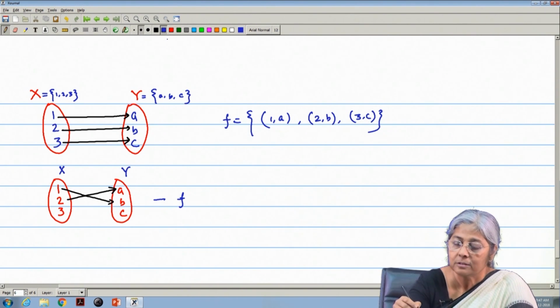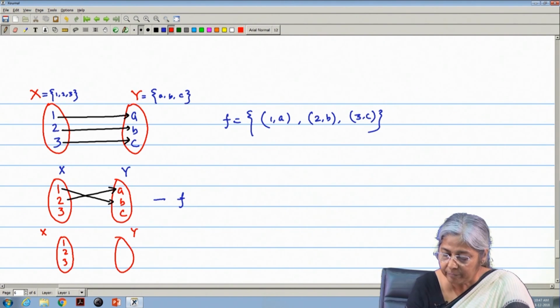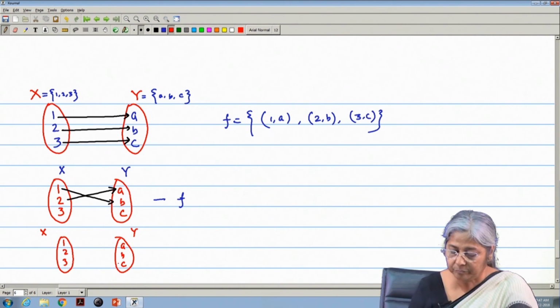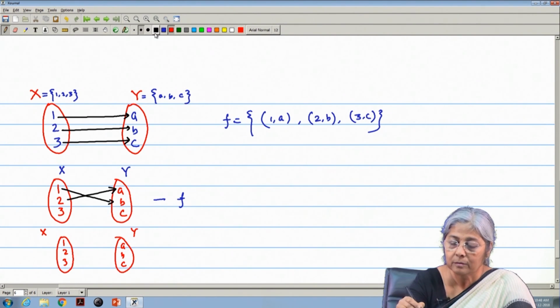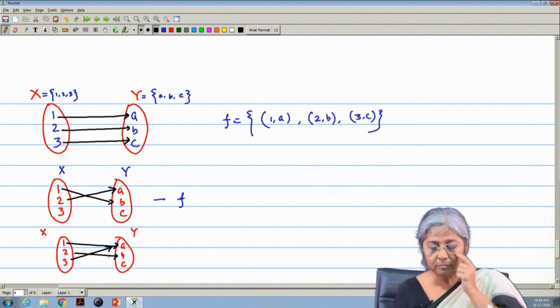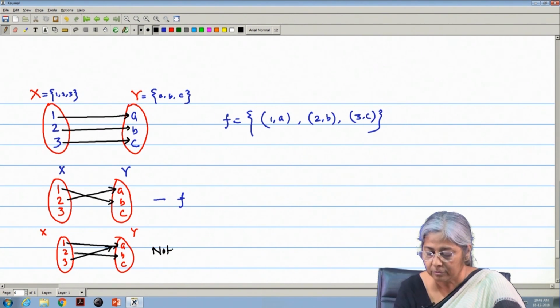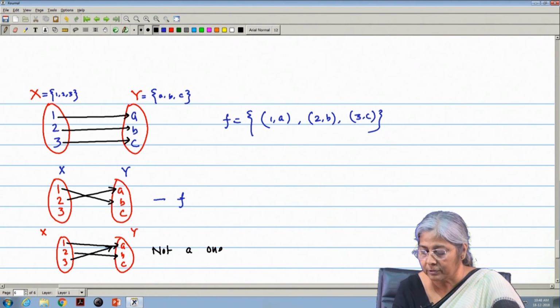But if I take this type of example, so it is a function, but it is not a one-to-one function.